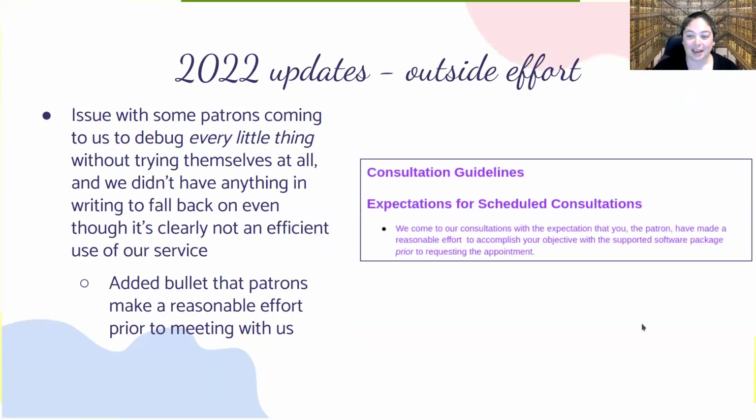We also added in a bullet about outside effort because, as Steph mentioned, some patrons come to us to debug every little thing without trying anything themselves. So we added this bullet in: the patron made a reasonable effort to accomplish your objective with the supported package prior to requesting the appointment. So we added in a bullet like, you have to put in some reasonable effort before you come and chat with us. You can't just have us sit with you the whole time and debug.